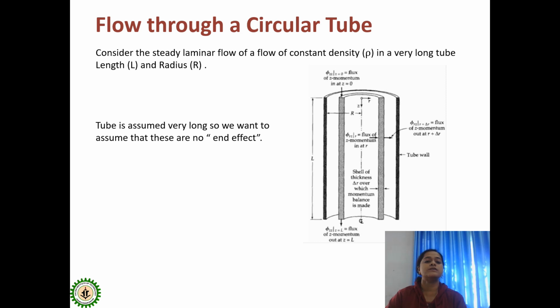Here we first consider the steady state laminar flow of a fluid of constant density rho in a very long tube of length L and radius capital R. Here the fluid is flowing in the z direction, which is also the direction of the force of gravity, and the tube is assumed very long, so we assume that there is no end effect.